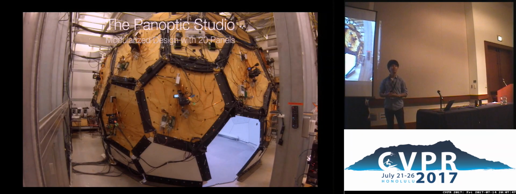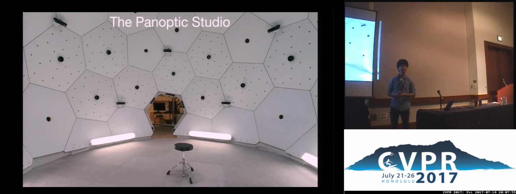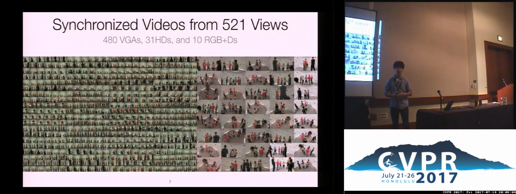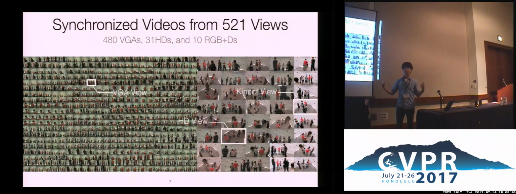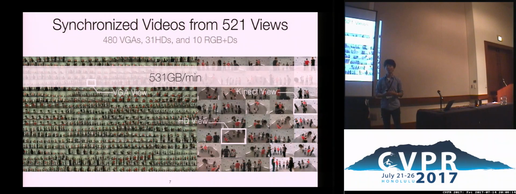For those who just came to this talk, this is our Panoptic Studio, which has more than 500 sensors. This is the interior of our system. You can see the small dot, that is one VGA camera. We have high resolution cameras and also Kinect. And this is the captured sequences from the entire system. You can see VGA view, high resolution view, and Kinect view. This is essentially really, really big data. 1 minute is about 500 gigabytes.